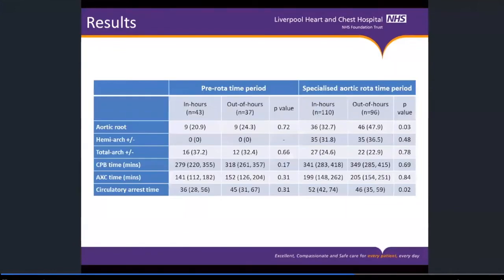In our results, we report no significant differences in the operative times or the rate of total arch replacement between both cohorts. This was also similar when we compared the data of pre-dissection rota and post-dissection rota. However, there was a higher number of aortic root replacements and slightly shorter DHCA time in patients who were operated on out of hours.